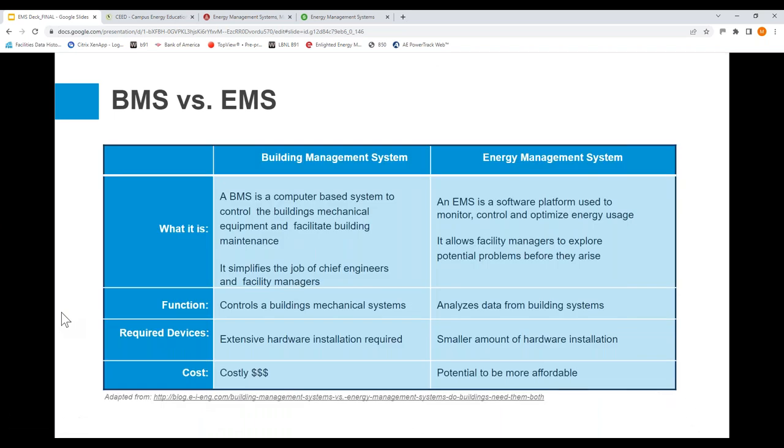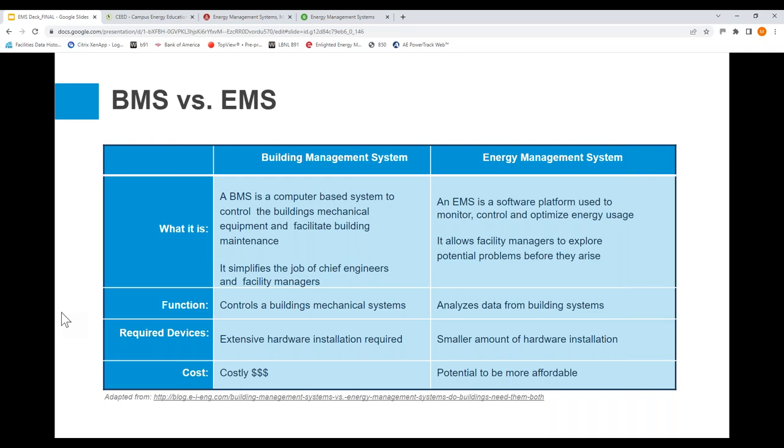Again, kind of driving this point a bit further. A building management system, I would say, originated, or its main intent was, to control the building's equipment and facilitate maintenance. Be able to schedule something, get an alarm if something fails. So it absolutely has a purpose. And nowadays they definitely are evolving, and hopefully it is simplifying the job of the chief engineers and facility managers.